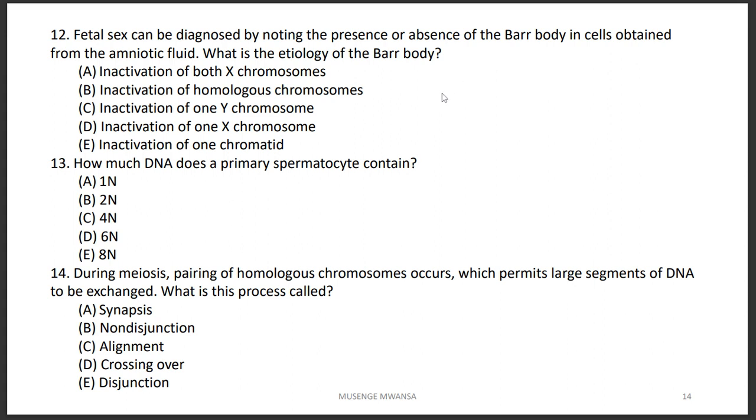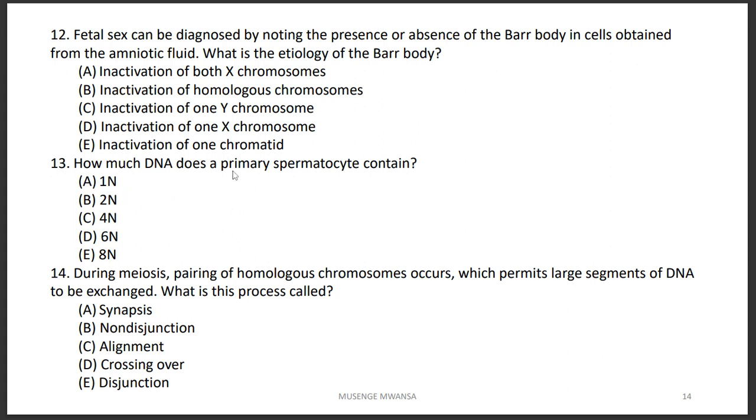So if someone has got XX, meaning that one X is going to be a Barr body, and then one X is going to be the one working. So for a female, they have got one X Barr body. For a male, there is no Barr body. So the answer is inactivation of one X chromosome. That is D. Question 13.